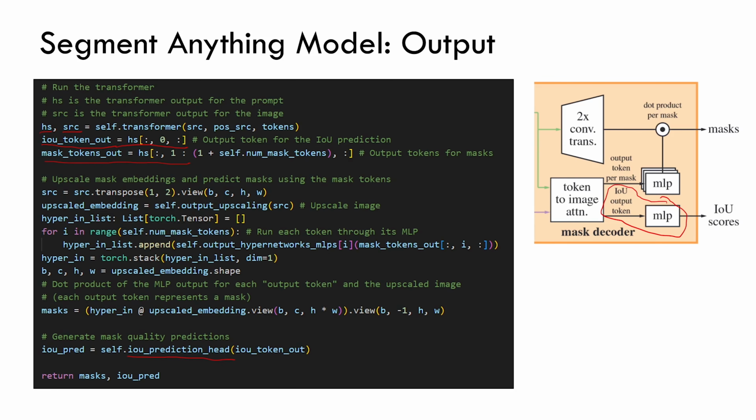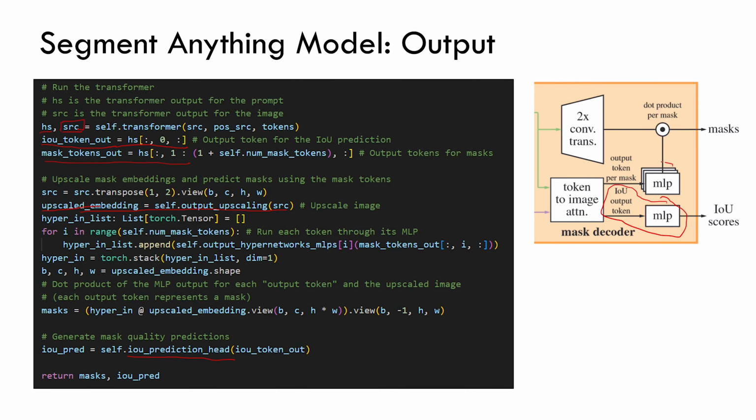And then they take the output tokens for the masks, we can see them here, and they combine them with the upscaled embedding of the image. So they take the output of the transformer for the image, SRC in this case, the variable name is SRC. They upscale it here, and then they run each of the mask output tokens through its own MLP layer.